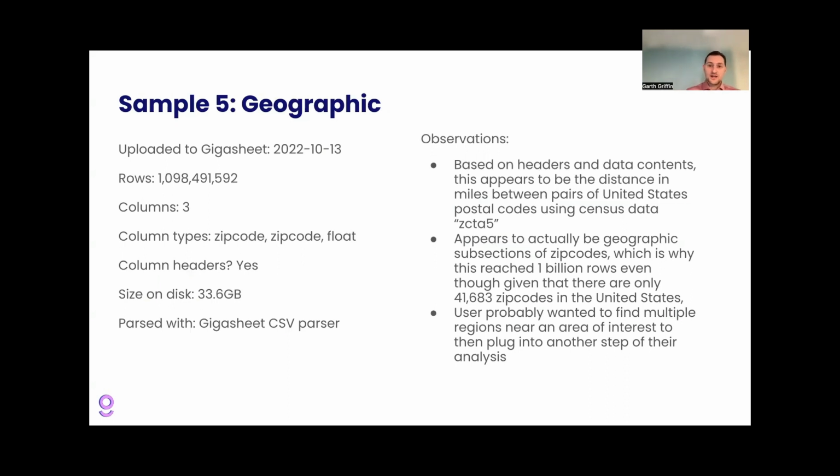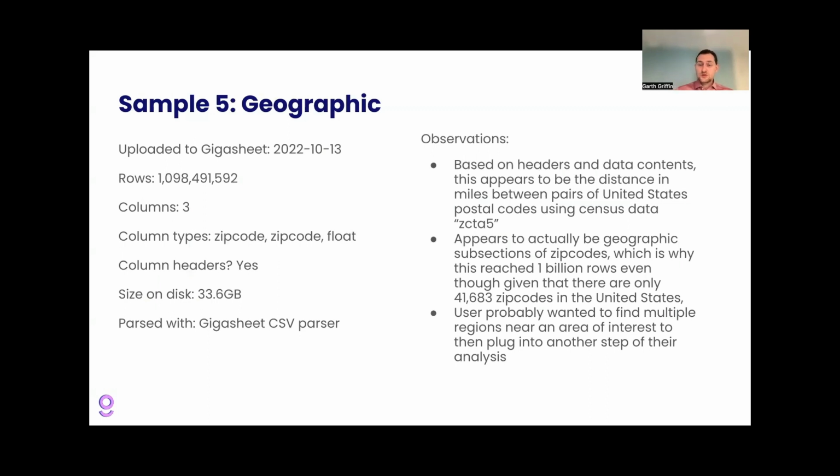Interestingly, there's only 41,683 zip codes in the United States, according to Google. And if you square that number, you don't get to a billion. So there must be something smaller than zip codes, or some sort of sub designation. And maybe it's not even a zip code, maybe it is some other kind of taxonomy, but it looked to be sort of the cross product of every possible pair of what looked like zip codes.